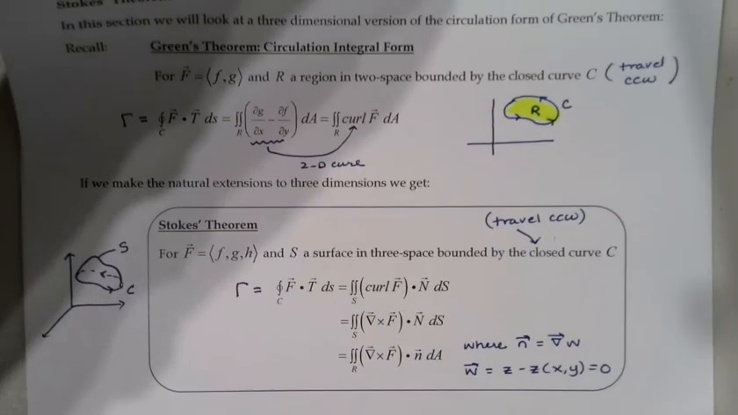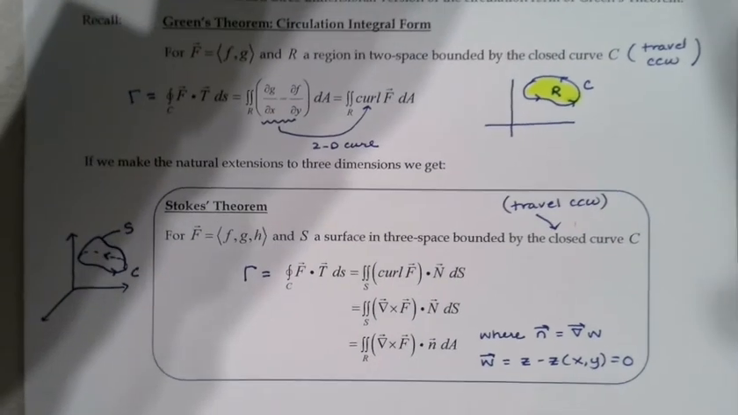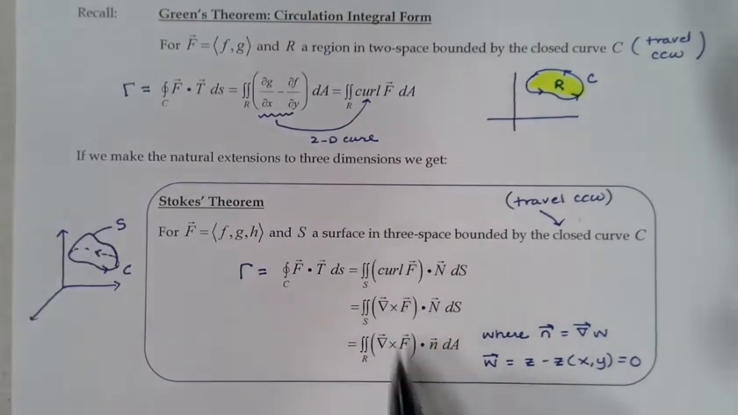Let me just move that up a little bit so you can see what I just finished writing there. So again, we take our curl, gradient cross F, dot it with little n dA, little n being the gradient of W, just like it was in section 14.6, where we defined our W as z minus z of x and y, equaling 0. Because it's 0, it is a level surface. Traveling counterclockwise, if I always subtract in this direction, I'll have the correct normal vector that I need to get the circulation. All right, so let's take a look at our first example.